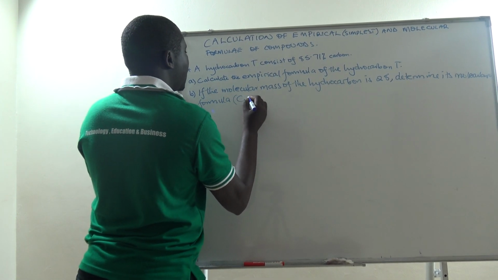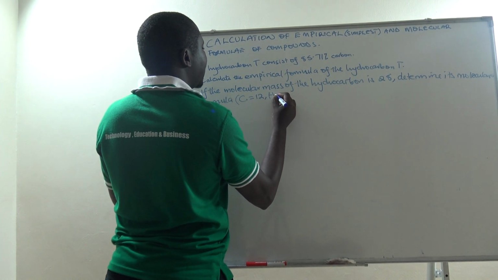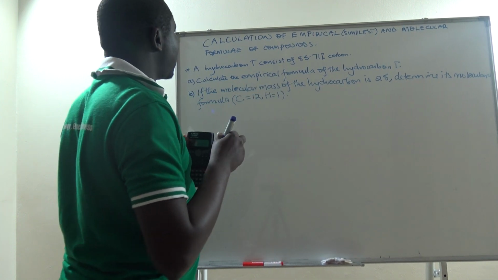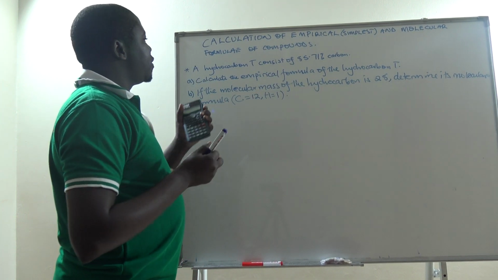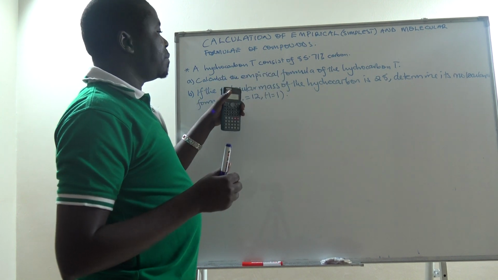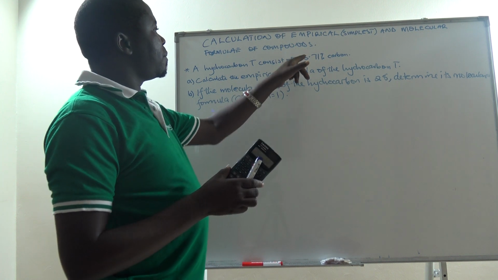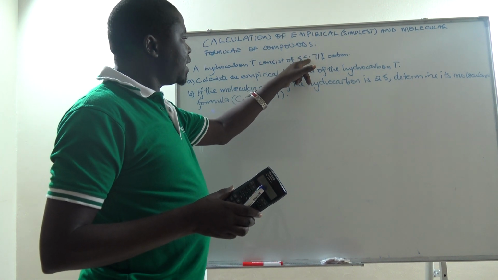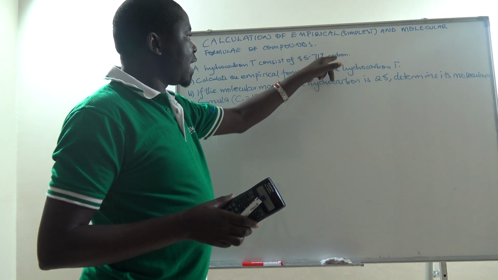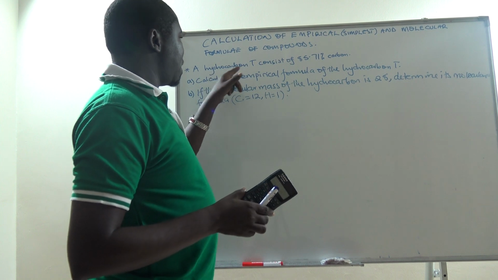Given generally that carbon has got a relative atomic mass of 12, hydrogen with a relative atomic mass of 1. So let us try to see how we can go about with the calculation of the empirical formula of this hydrocarbon and then the molecular formula, given the relative atomic masses. And we can see from here that the percentage composition of carbon has been given as 85.71% in this hydrocarbon T.